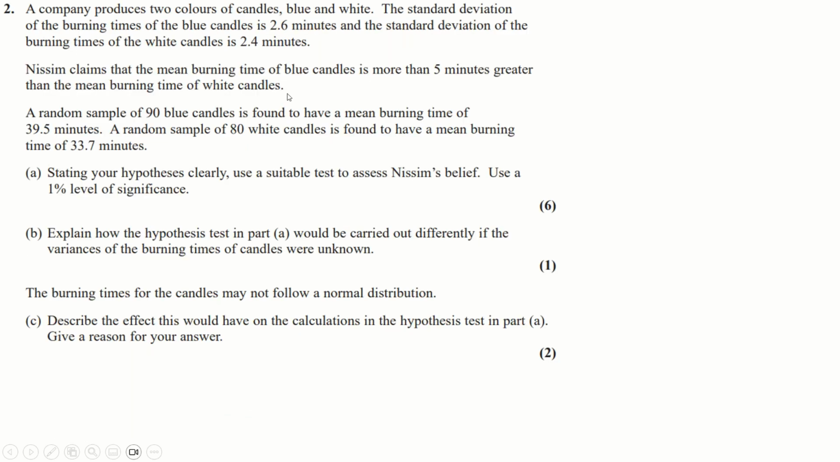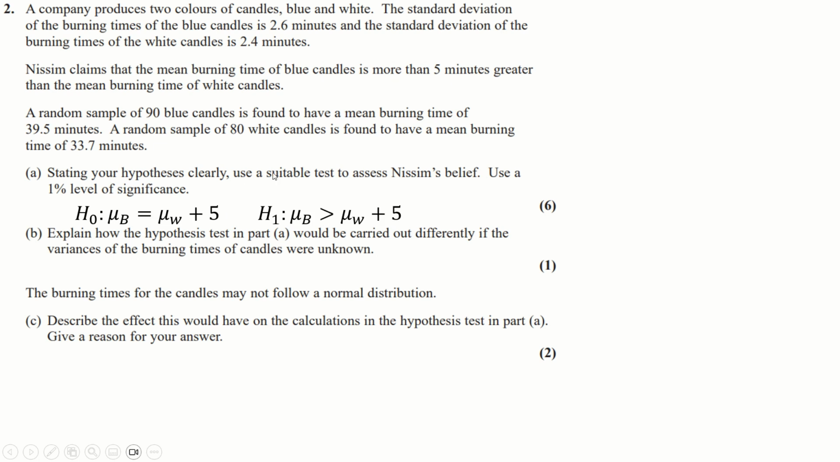Question 2 then. We've been given some standard deviations here, which is interesting. Got some samples of 2 different things, and we've got some mean times. State your hypotheses clearly. So H0 is going to be that the blue candles last 5 minutes longer than the white, and then H1 is going to be that it's more than 5 minutes longer. So this is going to be our H0 and our H1, it looks like.